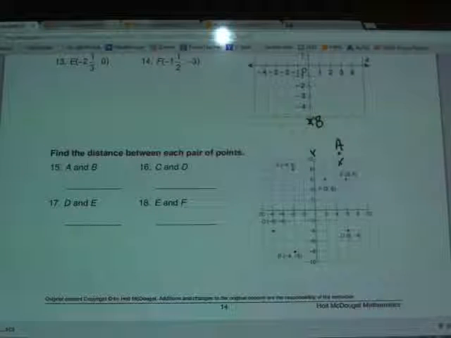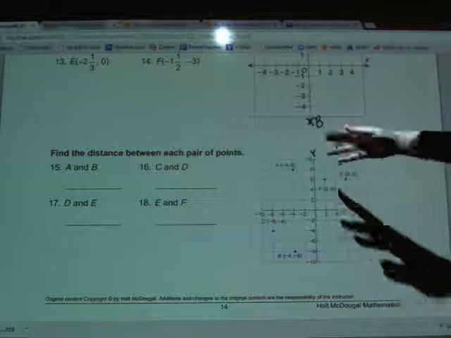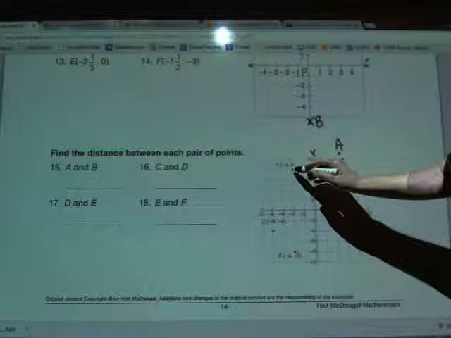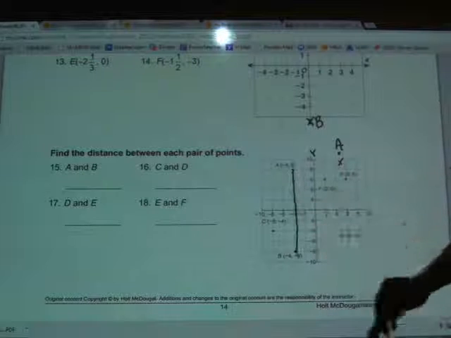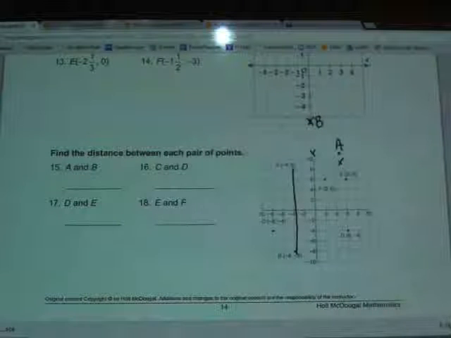So if we look at 15, we're plotting points A and B. Now, as you can see, what's kind of nice here is that's actually already done for us. We're finding the distance between these 2 guys right there. So we want to subtract, because it's a vertical distance, the y values.